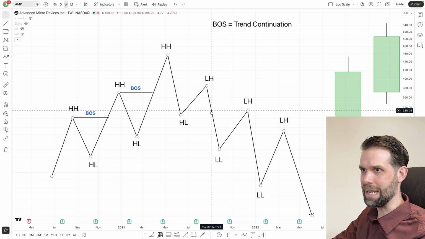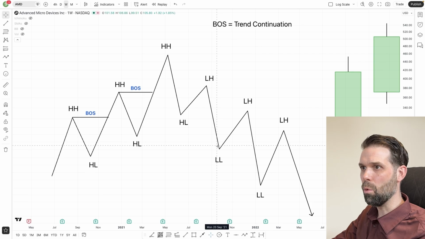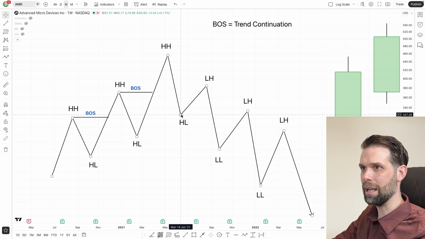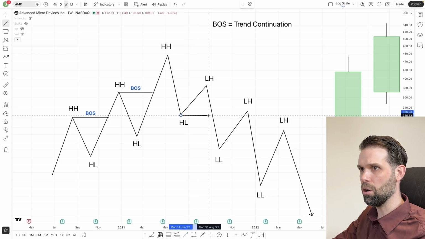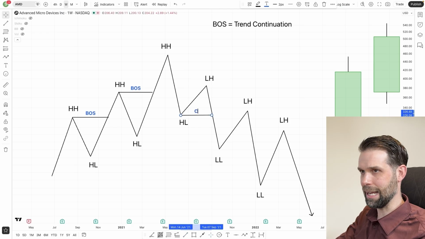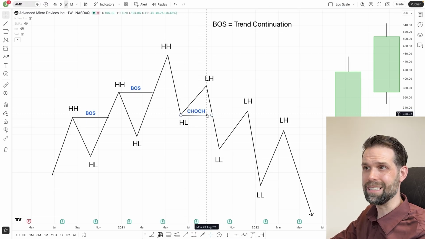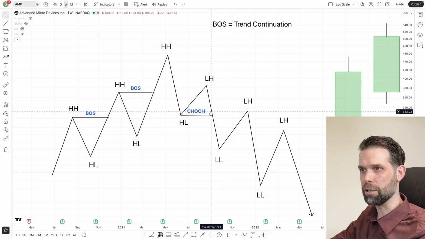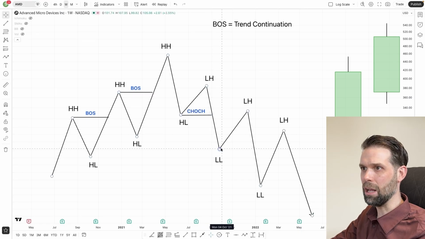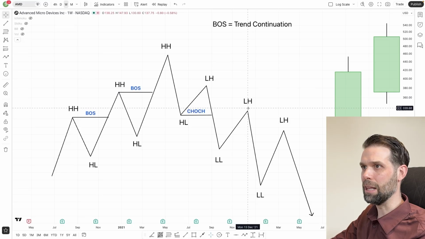As price travels down towards this area, we make a lower low, and we actually make what's called a change of character right here. Now for this video, we're not going to discuss changes of character. We will discuss that in the next video right after this one. But just for labeling and staying consistent, we have a change of character right here, and then we make a lower low. And then price comes back up and it makes a lower high.